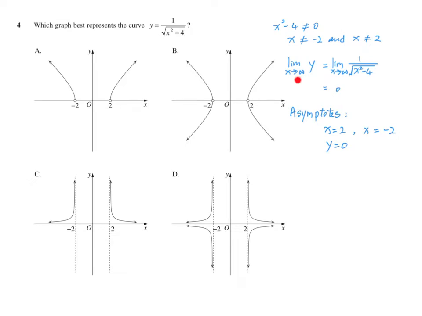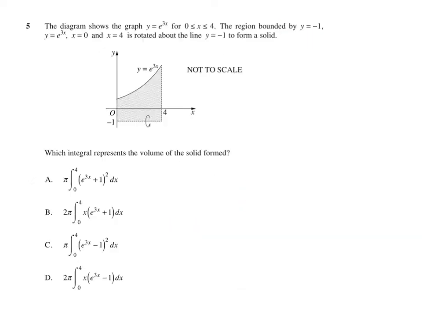Another thing is what will happen to the graph when x goes to very large value. And you can see that when x goes to large value, x squared minus 4, taking the square root is still very large. 1 over very large value goes to 0. Therefore, asymptotes of the function should be x equal to 2, minus 2, and y equal to 0, which is x equal to minus 2, x equal to 2, y equal to 0. The answer is D. Question 5 is an integration question.